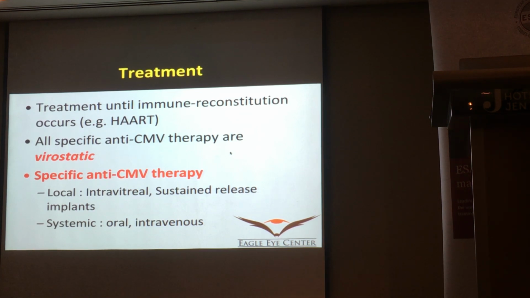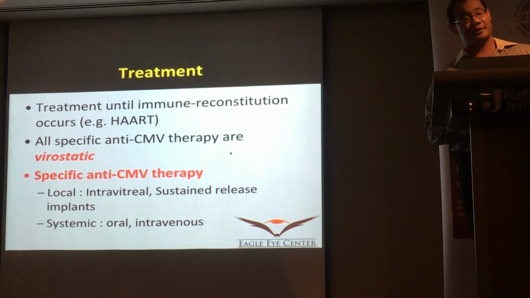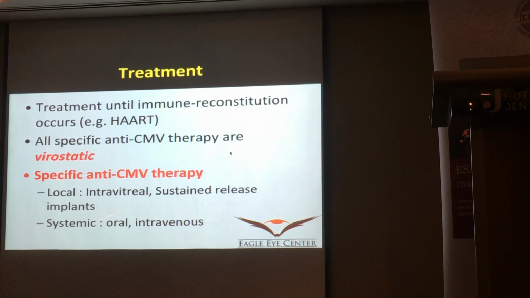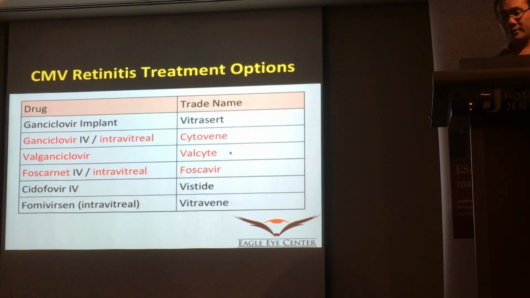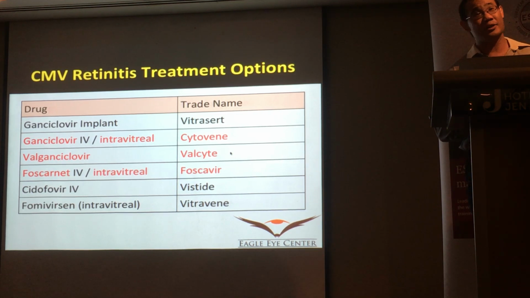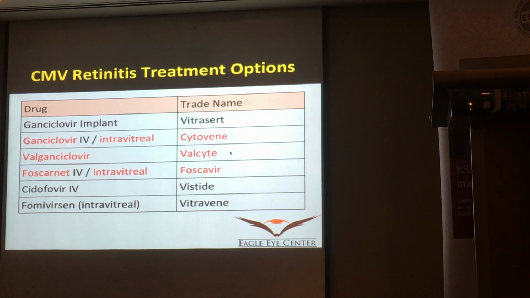Treatment: you treat until the immune reconstitution, usually with ARV therapy. Remember that all CMV therapies are virostatic, and the specific anti-CMV therapy can be local, such as intravitreal injections or sustained release implants, which is kind of outmoded now. Systemic will be oral or intravenous. We have an implant called Vitrasert, but it is no longer really in circulation. Maybe if you go through some orphan drug program, you may find a few left over.